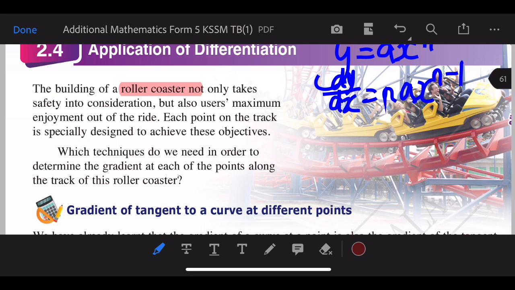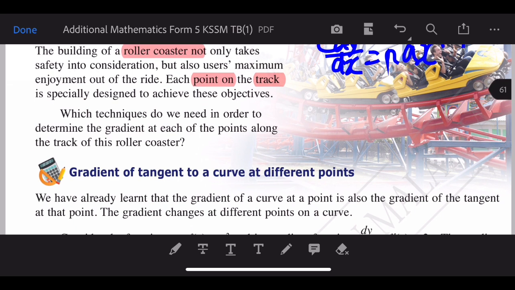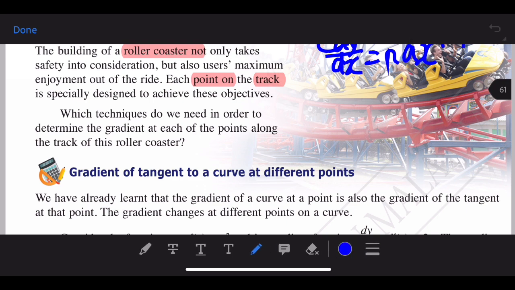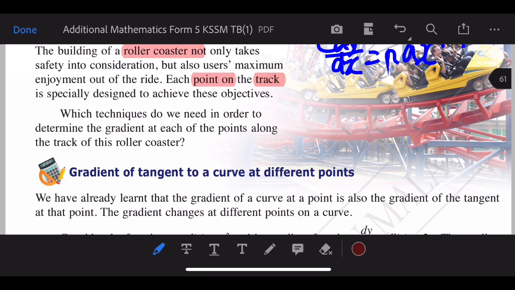Now let's go through. The building of a roller coaster not only takes safety into consideration, but also users' maximum enjoyment out of the ride. Each point on the track is specially designed to achieve this objective. Points on the track; the track is the curve, right? Now, which technique do we need in order to determine the gradient at each of the points? Gradient at each of the points, see that? So it seems that dy/dx is applied in the roller coaster. Gradient of each point along the track. The track is actually the curve of this roller coaster, right?